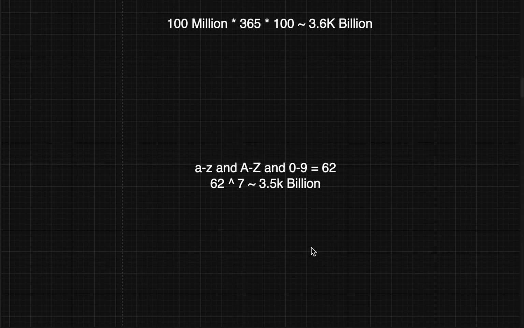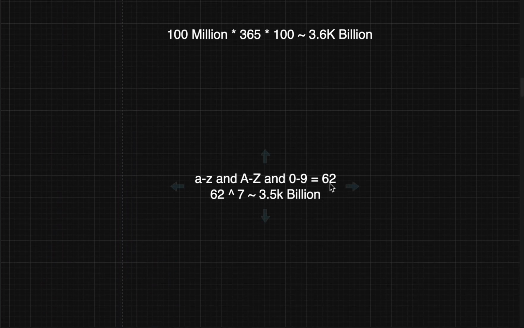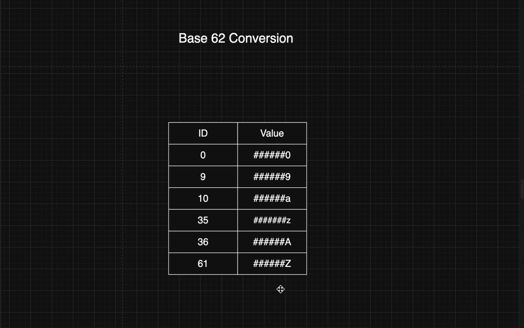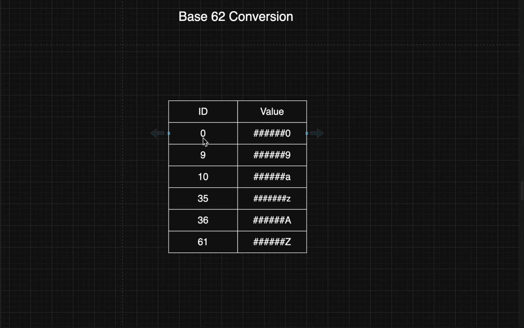Now what else? As we have already seen, there are 62 characters which we can have. So what about base 62 conversion? It will work something like this. If you have ID 0, it will give you the value 0, and for keeping 7 characters consistent, we add 6 zeros as a prefix, so that all the keys have the same number of characters.